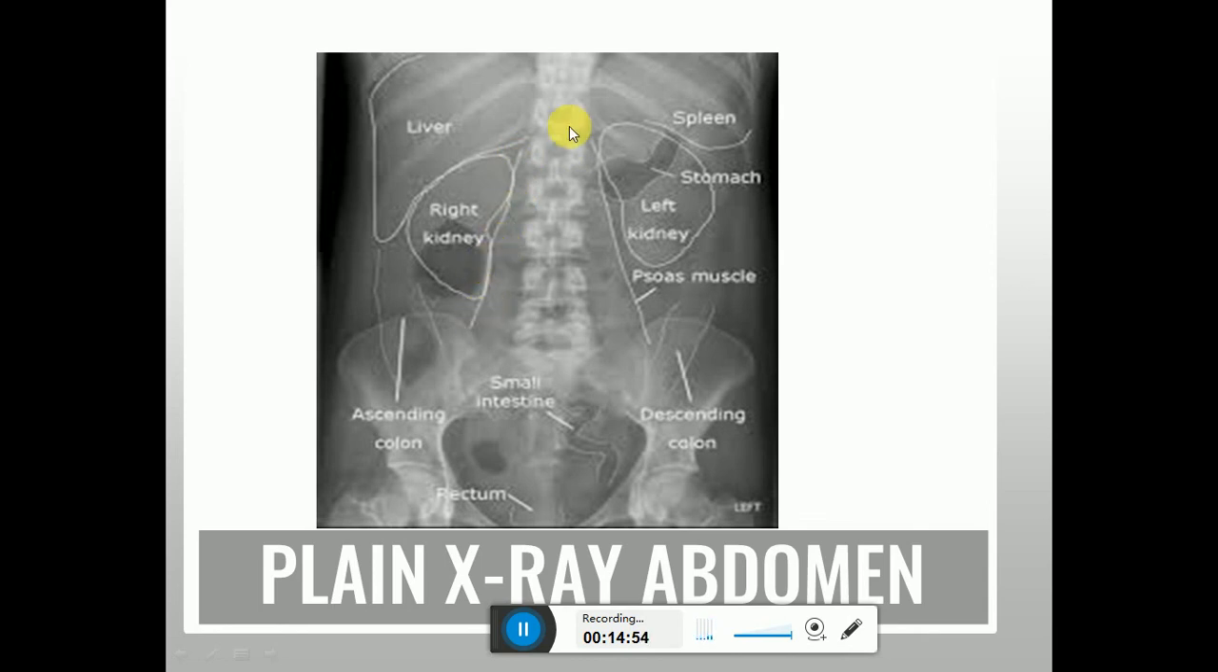These lines depict psoas major muscles. The rest you can see is intestines, where a black shadow of the gases can be seen. So in the center we have small intestine, and in the periphery we have large intestine.